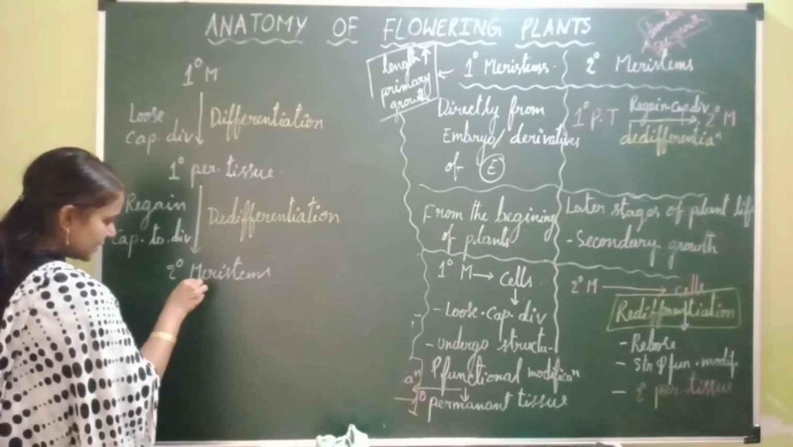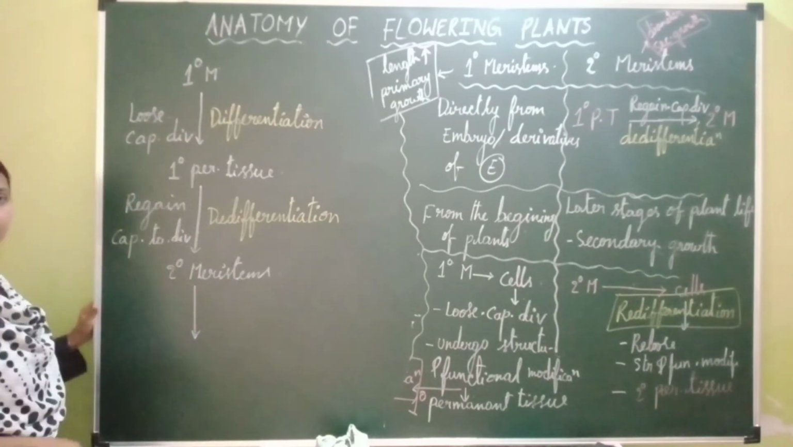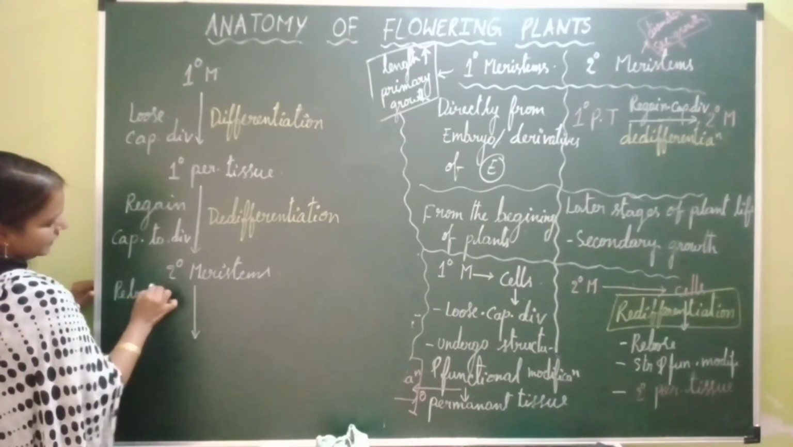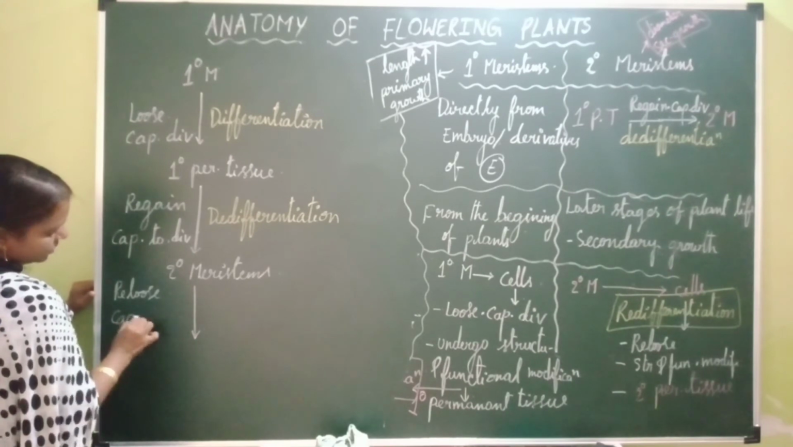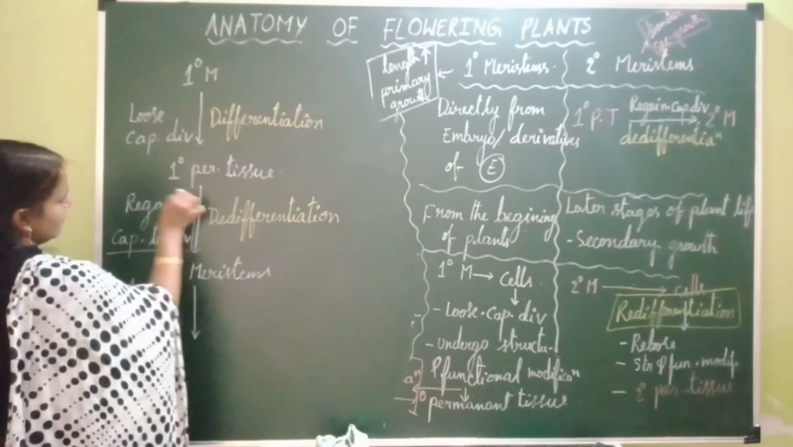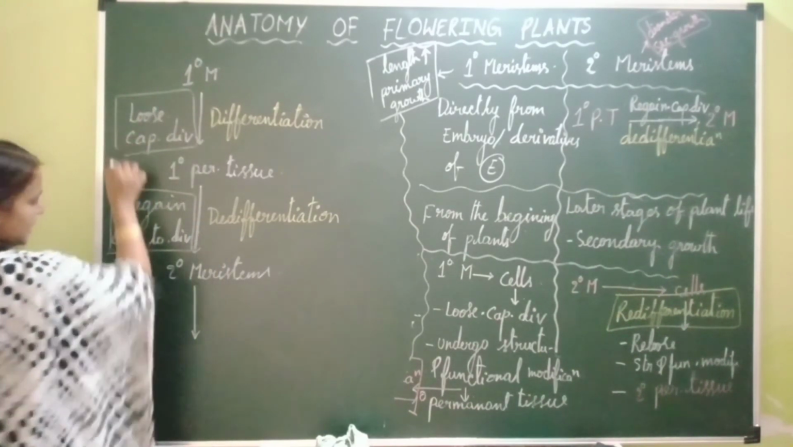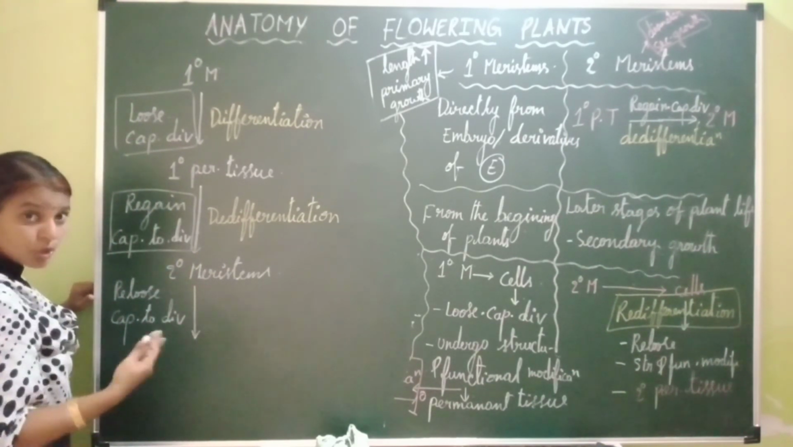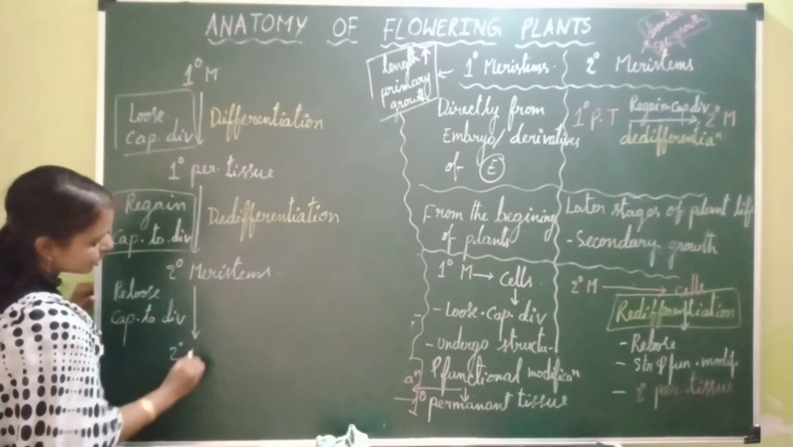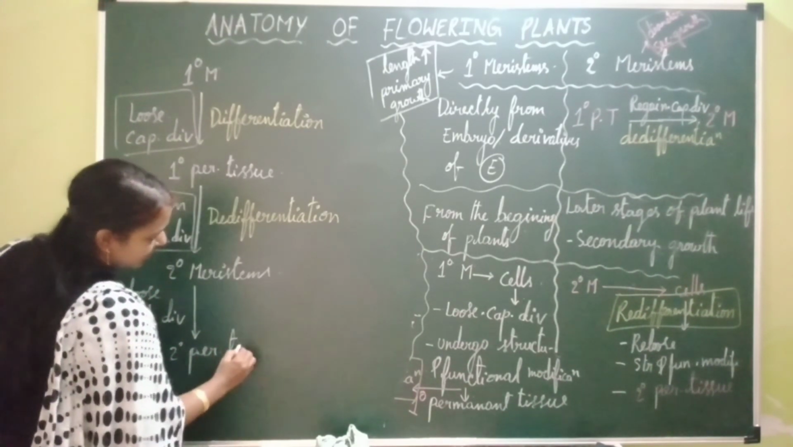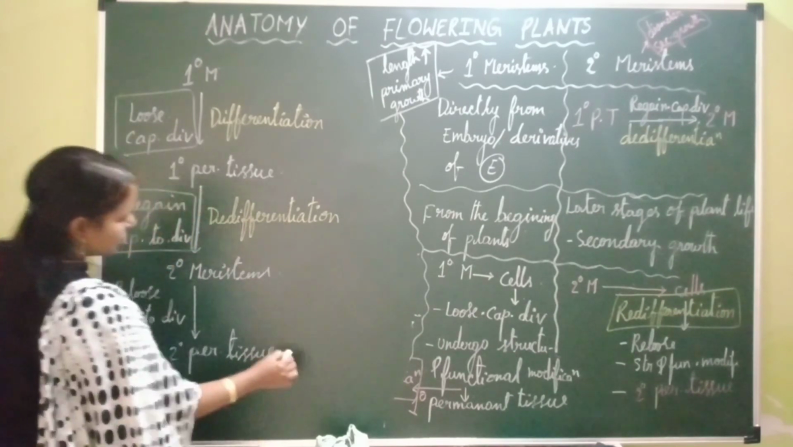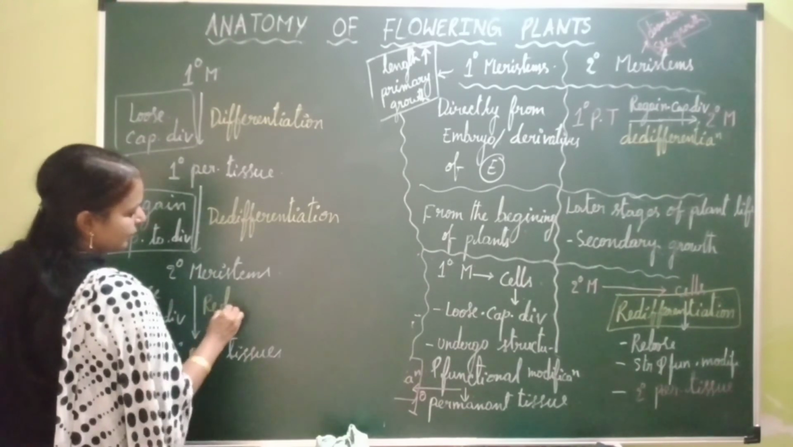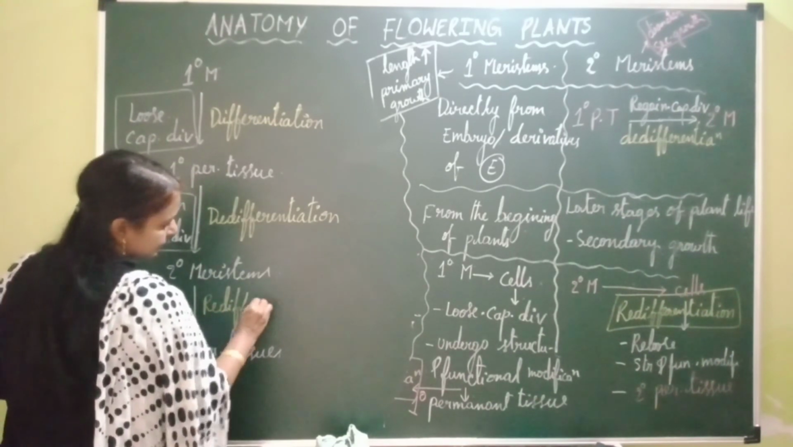Now the cells which are formed from these secondary meristems again lose the capacity of cell division, lose the capacity to divide, and get matured into secondary permanent tissues. So the process of formation of the secondary permanent tissues is called redifferentiation.